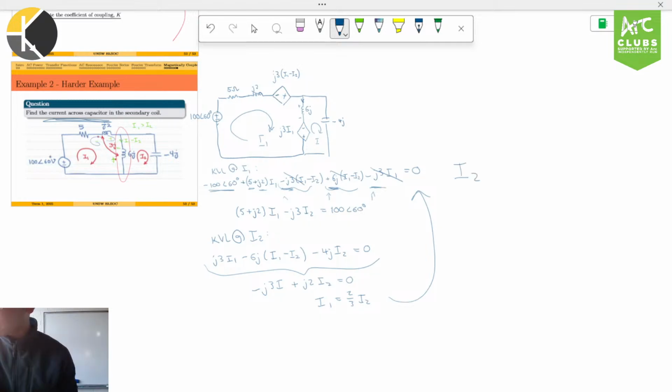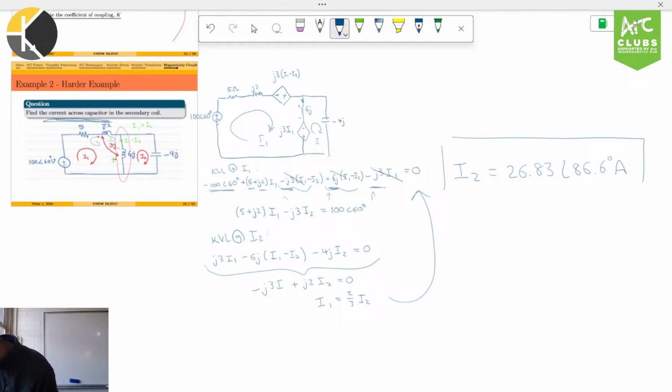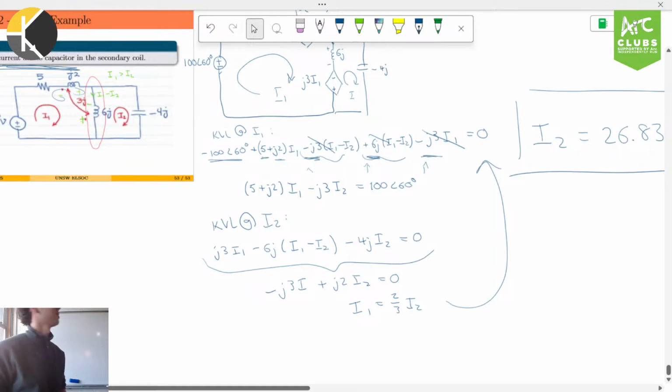I2 equals 26.83 at an angle of 86.6 degrees amps. And that's our final answer. Cool. I skipped a couple of steps just with the algebra of subbing that in, but really the idea of what we're doing here is there in that working out.